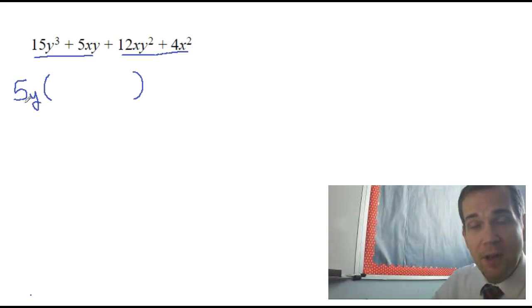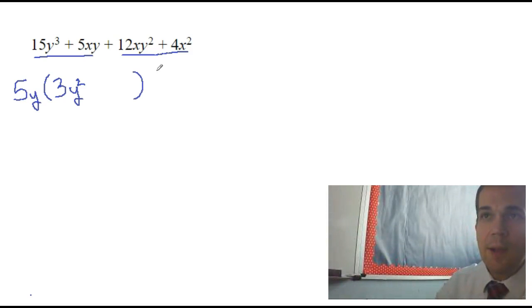I have a 5. What would I multiply that 5 by to get 15? That's going to be 3. And I want to get up to y cubed. I have a y. What would I multiply y by to get up to y cubed? And that would be y squared. And I'll move on to the second term. I have a 5 out here. What would I multiply this by to get 5? Just 1. So I'm not going to bother writing the 1 down just yet.